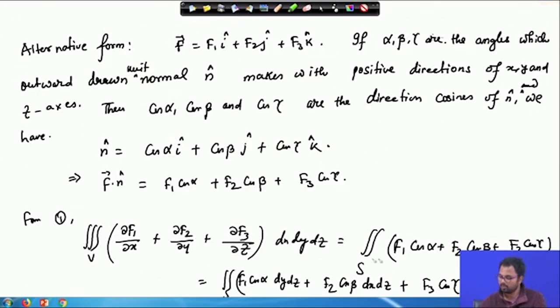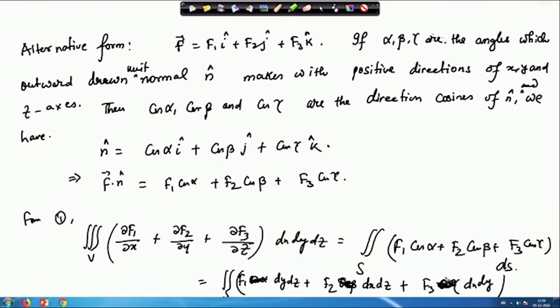there we had f 1, f 2, f 3. Let me go back. In the previous form, when we multiply cos alpha by dS, we get dy dz, and this one is our dx dz, and this one is our dx dy. There was a small mistake in that formula. So this has to be f 1 dy dz, f 2 dx dz and f 3 dx dy. That is the small correction in our previous formula, so just make sure you do that.